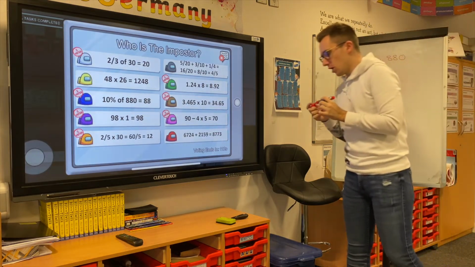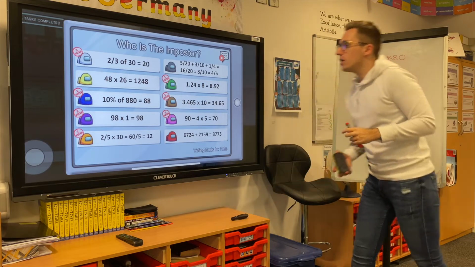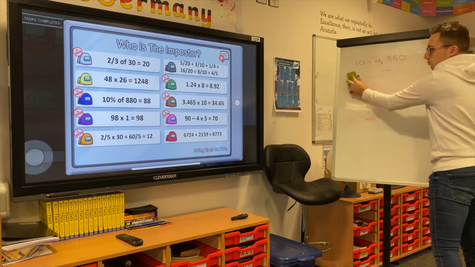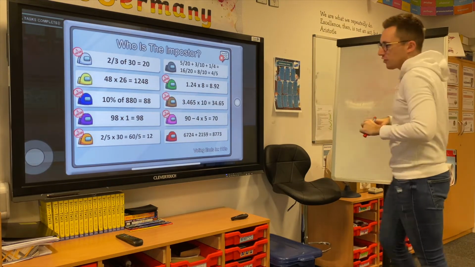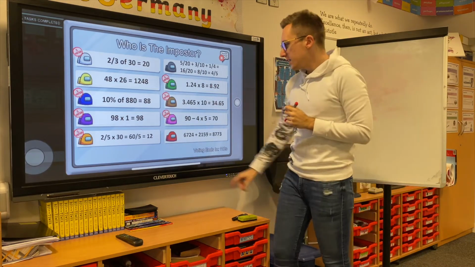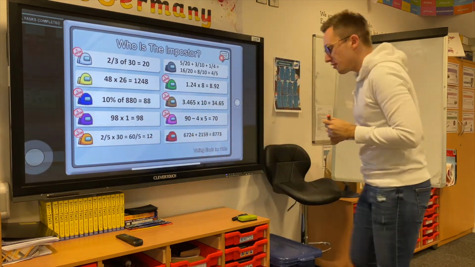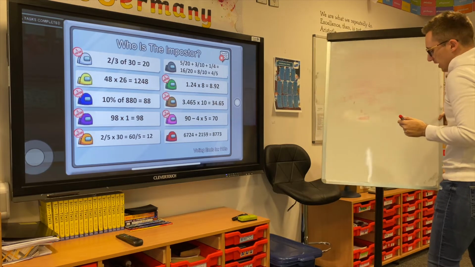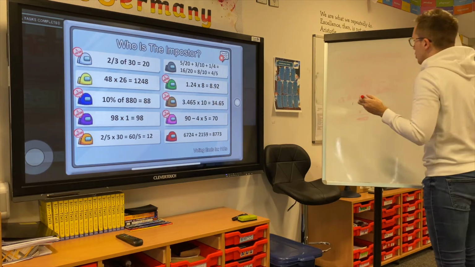Blue is fine as well. Next one, purple. 98 times 1. Well, any number times 1 is itself, so that's 98. Next one, 2/5 times 30. I'm going to move this so you can definitely see it, hopefully. So 2/5 times 30.